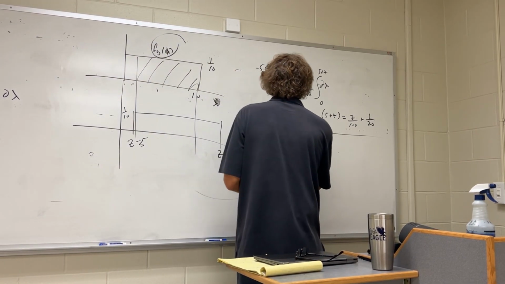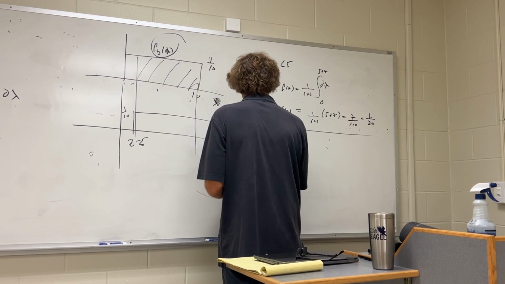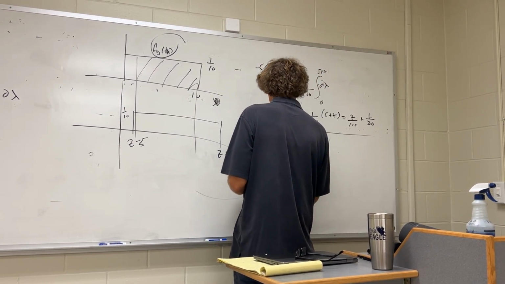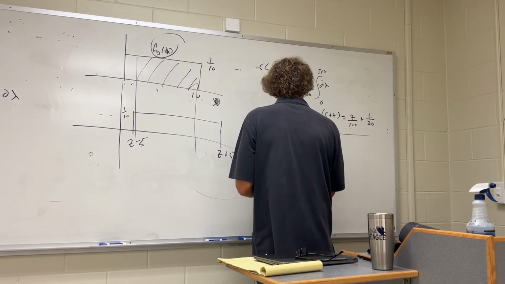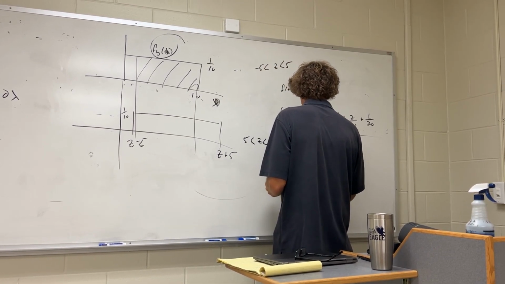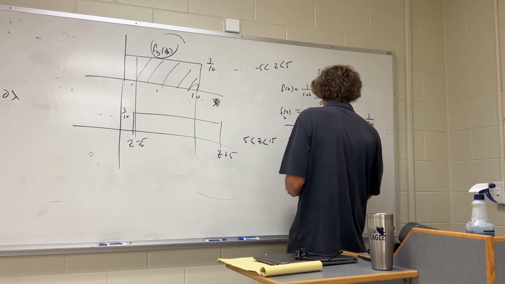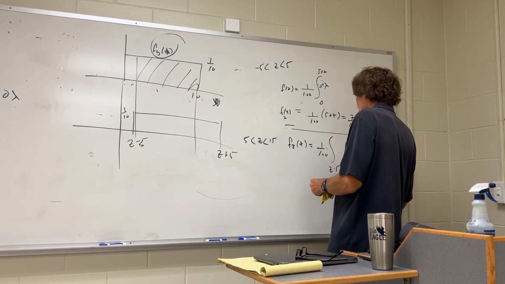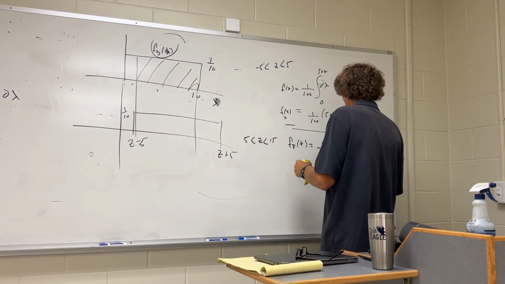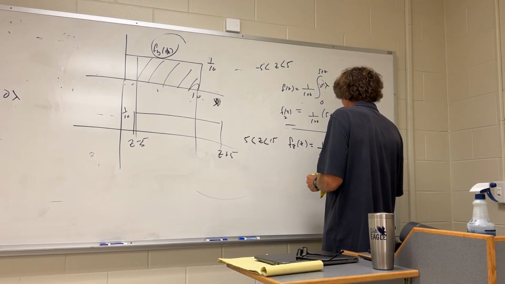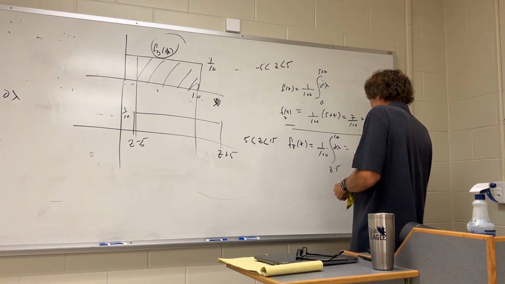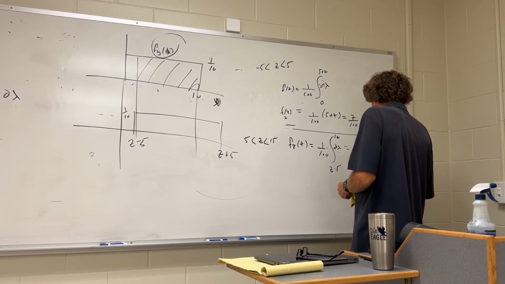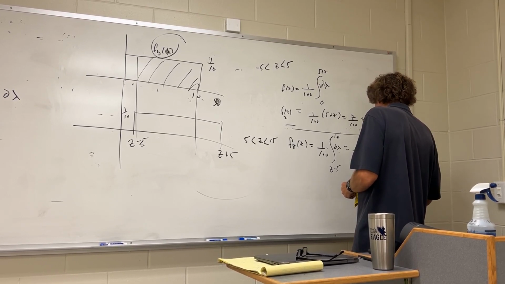So therefore for z greater than 5, less than 15, f of z would be equal to 1/100 times an integral. The lower limit is z minus 5. The upper limit is going to be 10. And it's just d lambda. And that is going to be 1/100 times 10 minus the quantity z minus 5.